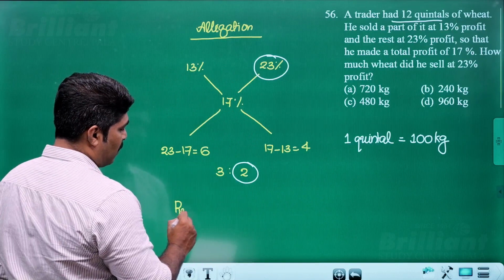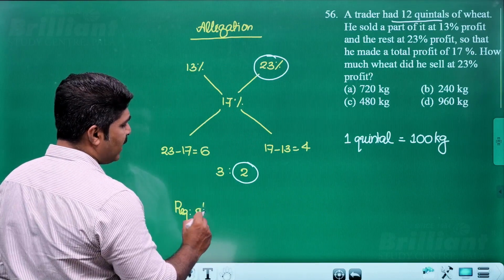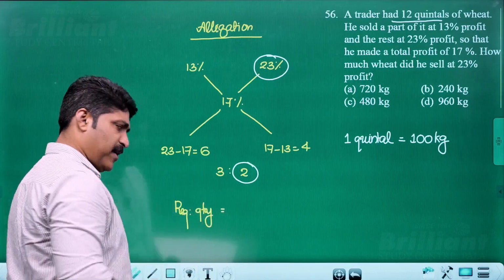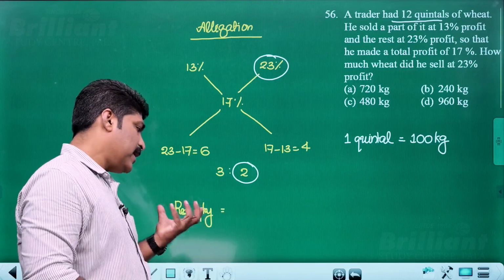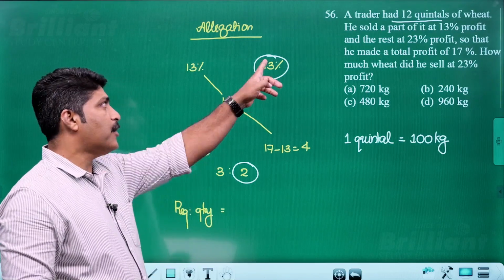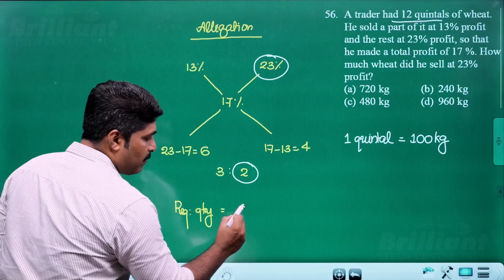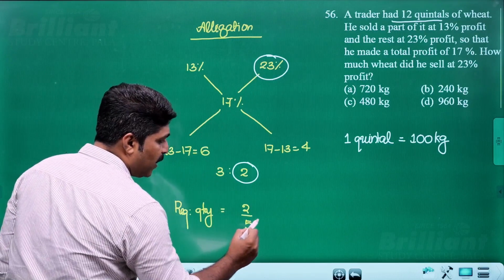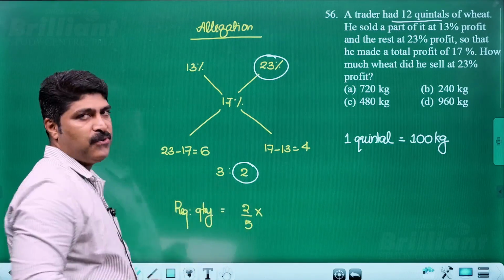So therefore, the required quantity. I am not writing that detailed step here. What is this? This is the quantity of wheat sold at 23% profit. That is represented by 2. This is 2 by 5. Why 5? That is the sum of these values.